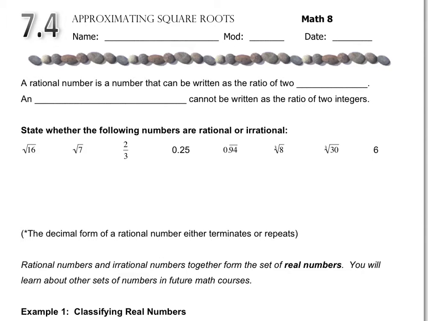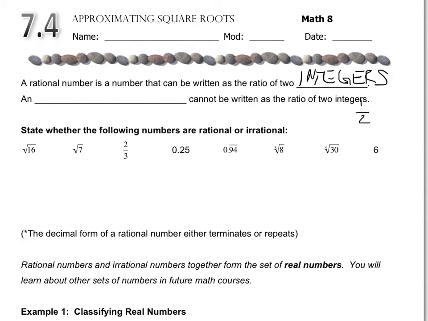A rational number is a number that can be written as the ratio of two integers. So for example, 1 over 2. 1 over 2 is a half. That would be a rational number.